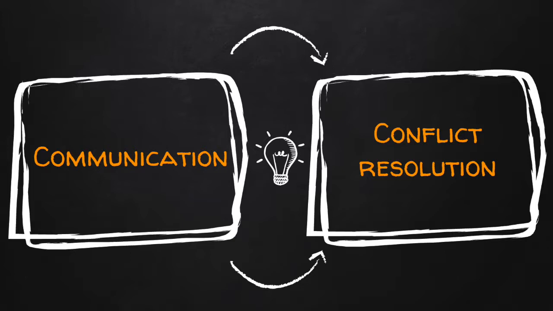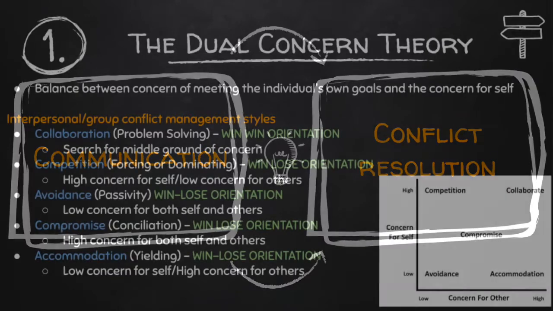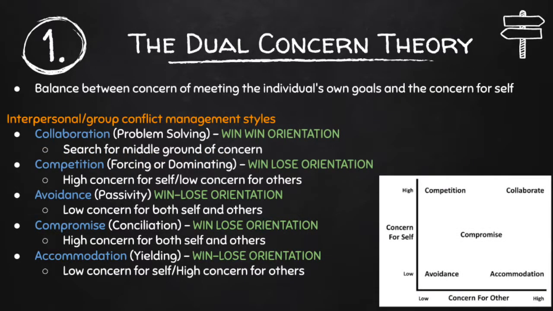Effective communication facilitates conflict resolution as it allows firms to understand the needs and wants of each party, allows parties involved to understand the root of the problem, and enables parties to come to a conclusion and resolve the issue. Dual concern theory suggests that in conflict management, there needs to be a balance between concern for meeting the individual's own goals and the concern for others. How an individual manages conflict may vary according to the level of this balance.